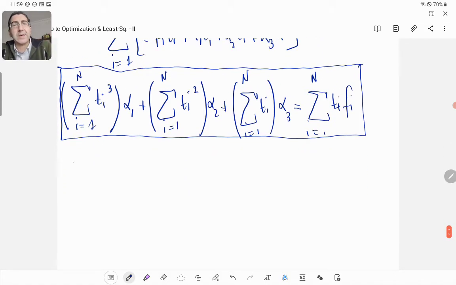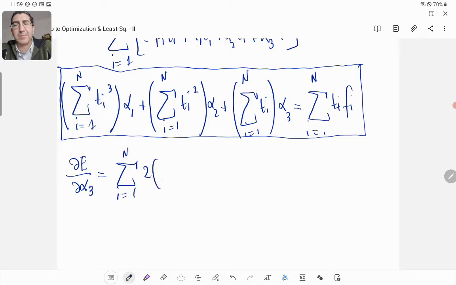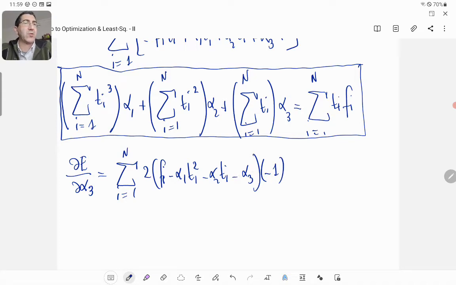Okay, finally dE over d alpha 3, and I'm going to put this again directly in. Let me also for completeness write this down for you. i equals 1 to n, again 2 times fi minus alpha 1 ti squared minus alpha 2 ti minus alpha 3, squared, sorry, not squared, because that's the derivative. So I have minus 1 with derivative with respect to alpha 3, that is equal to 0. Cancel the 2, and after you distribute everything, you get the final equation.